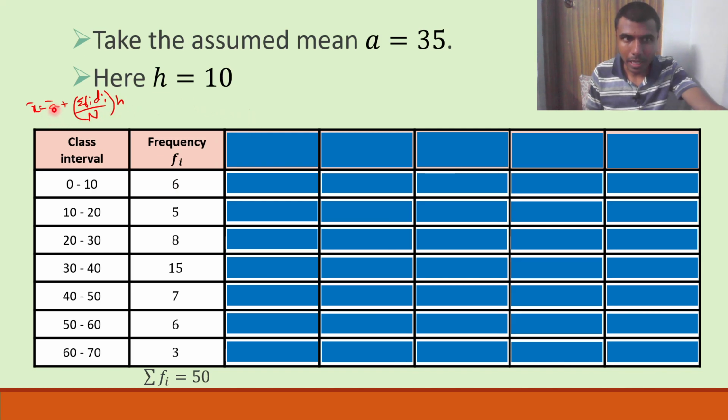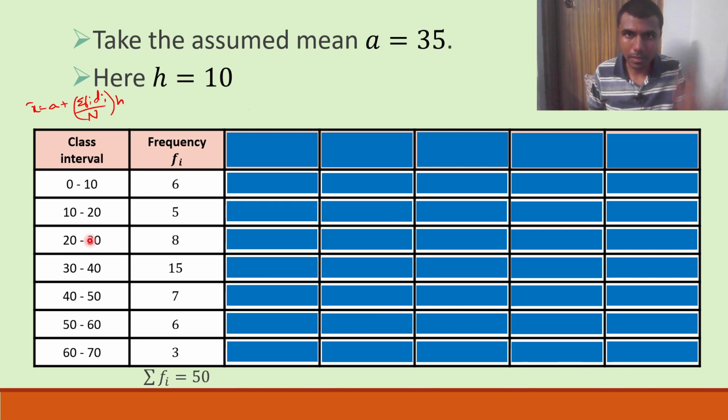In the formula, I'm sorry, this is not a bar, this is a. X bar is the mean. X bar is a plus sigma fi di by N into h. Now I need to find out sigma fi di. Capital N I already know, it is 50, the sigma fi. H I know. A I will tell you.